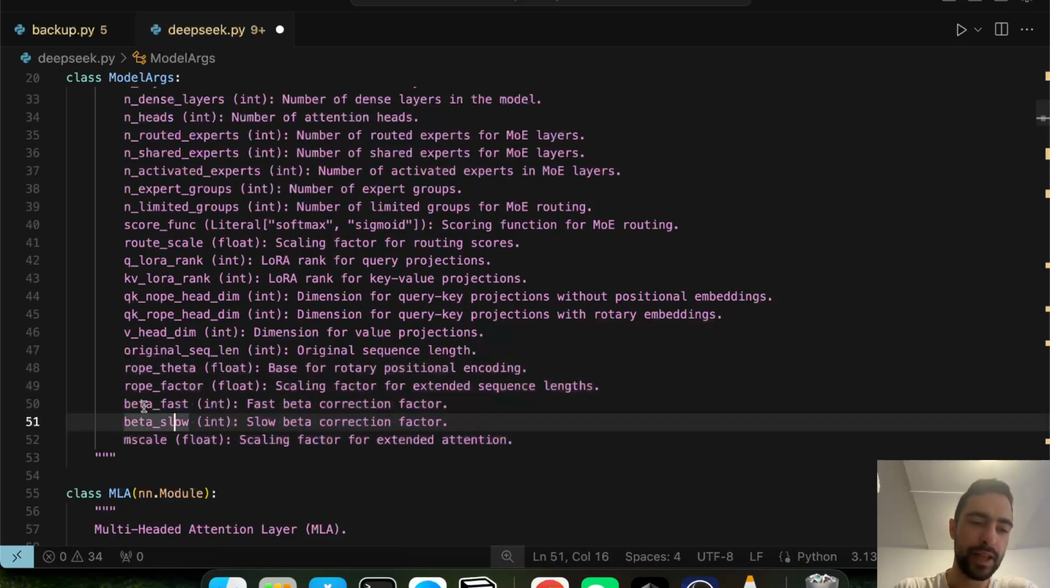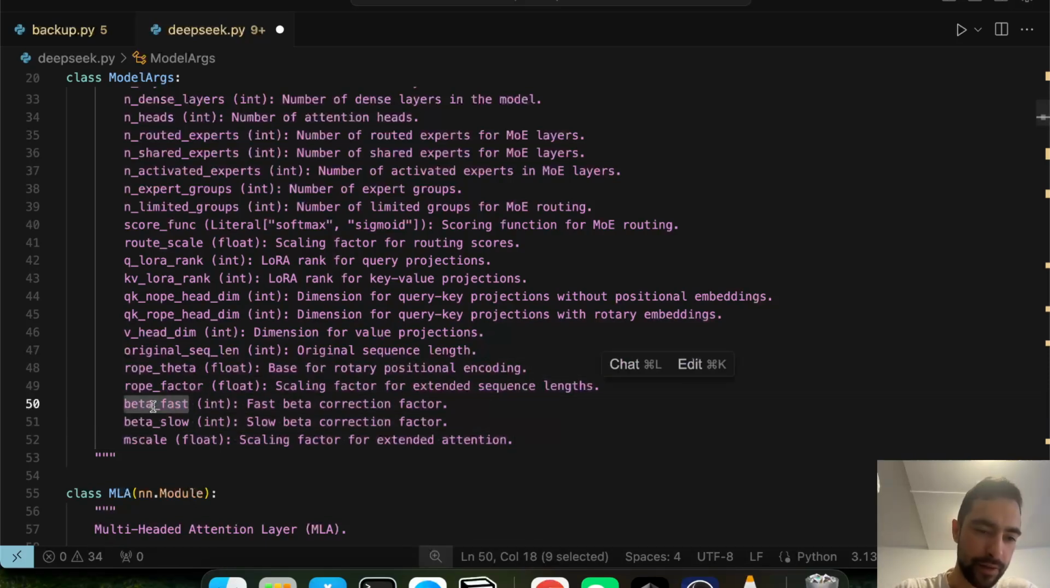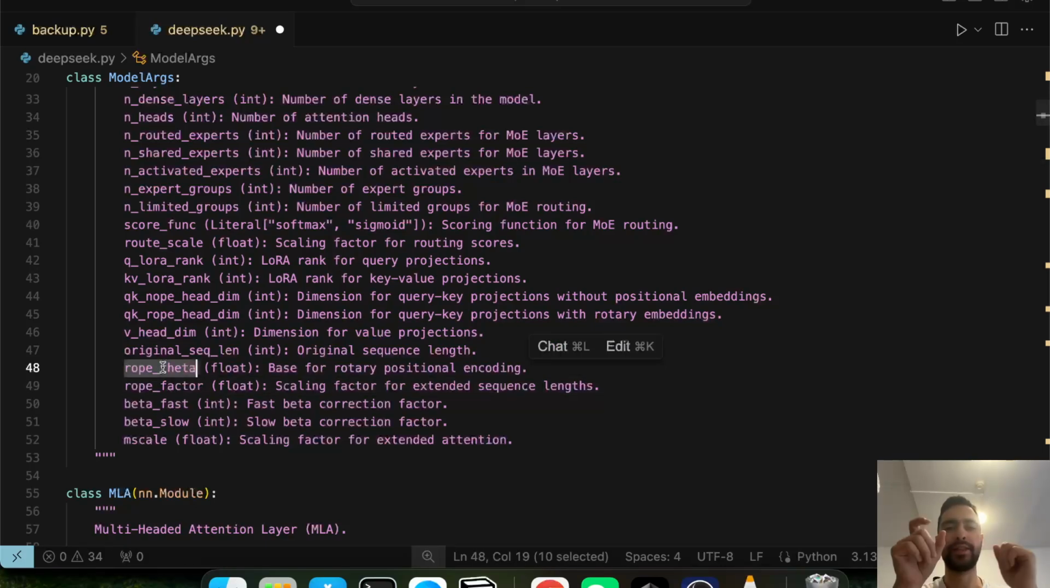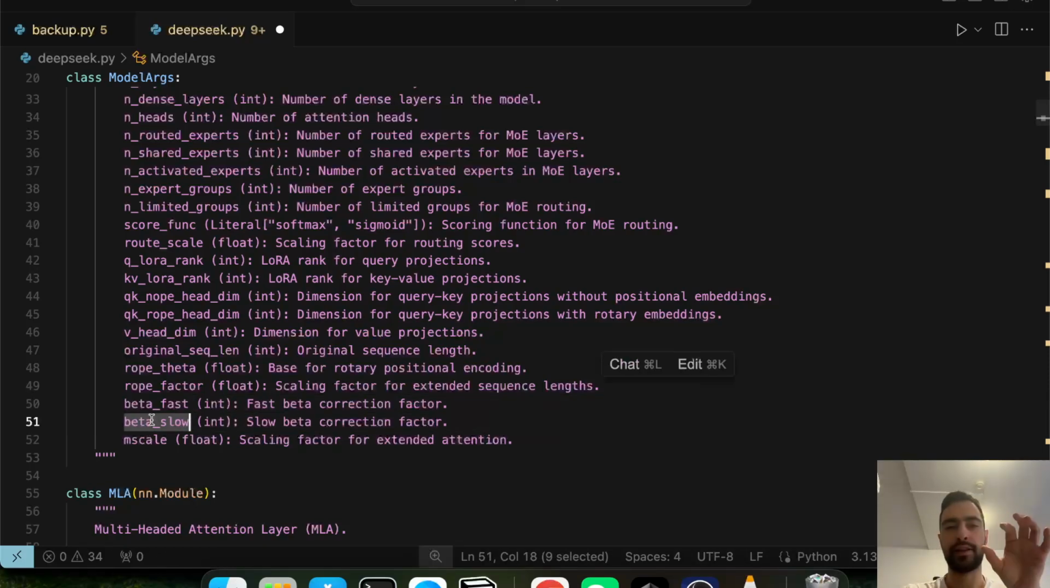And then we have beta fast and beta slow, actually we have theta also. Rope theta, this is the fixed angle by which we rotate token embeddings when applying rope to vector embeddings. And beta fast and beta slow is scaling. I said before that the first pair of dimensions rotates at a certain speed, and then the last rotates at a different speed, and it's interpolated between.